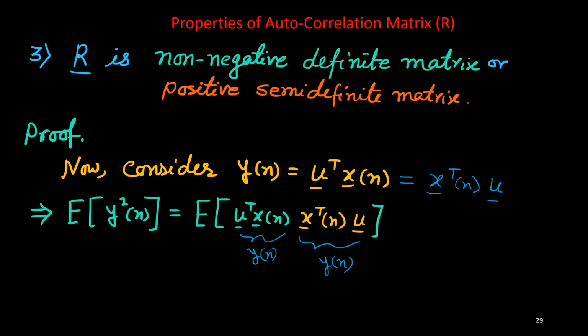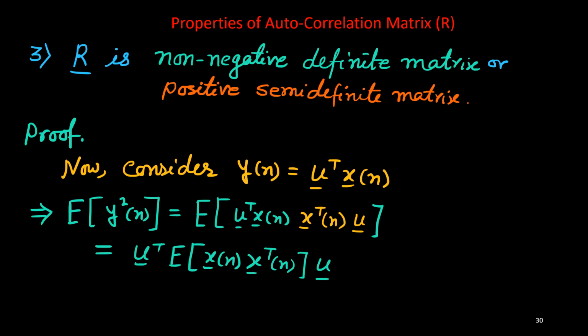Now if we take the expectation operator, remember u is a constant vector, and only x(n) contains random variables. So I can take u transpose outside, and this u also outside, and only x(n) and x transpose n remain inside the expected operator, right? And we understand that this is actually the autocorrelation matrix R. Thus this will become u transpose R u, right?